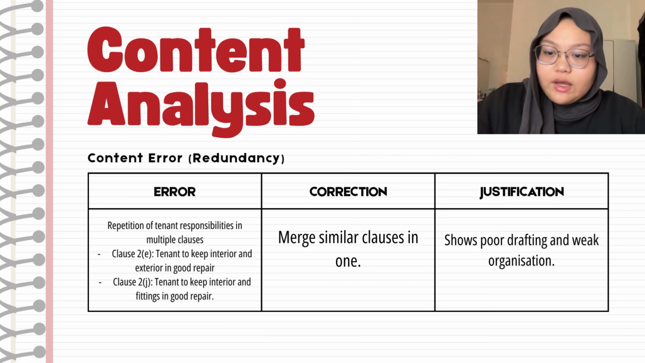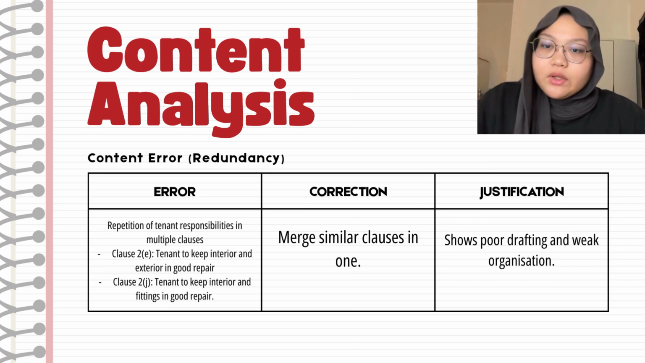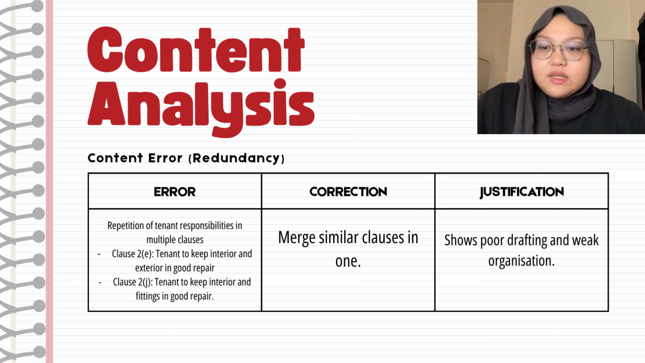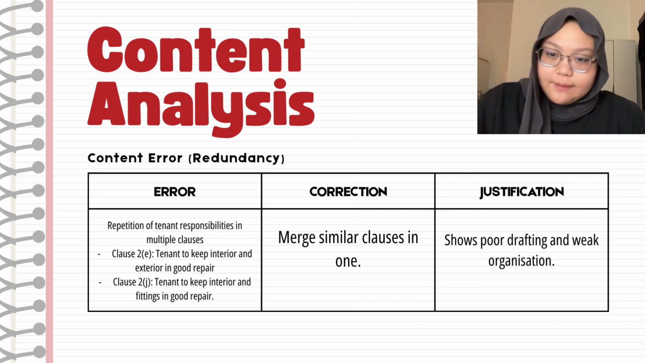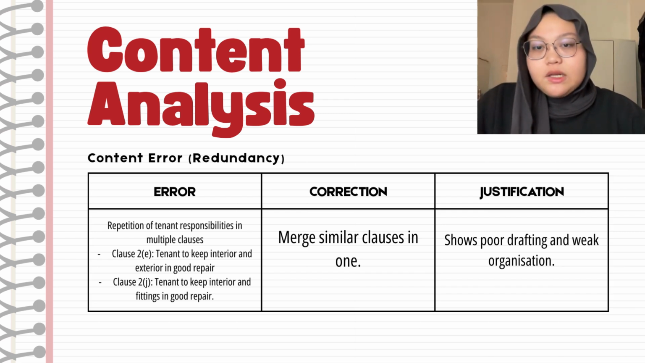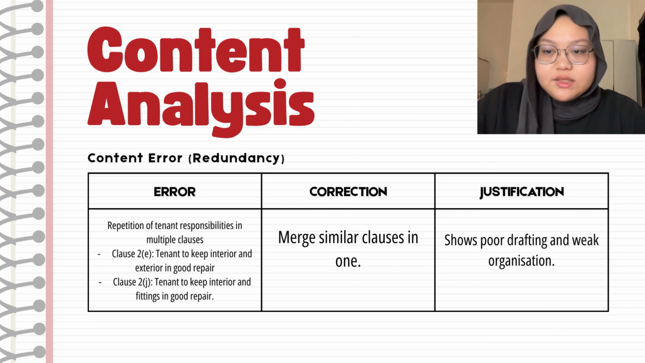The first content issue I identified is redundancy. The agreement contains repeated tenant responsibilities in different clauses. For example, Clause 2E requires the tenant to keep the interior and exterior of the premises in good repair, while Clause 2G repeats a similar responsibility regarding the interior and fittings. To improve the document, these clauses should be merged into one clear clause. The correction helps eliminate unnecessary repetition and improves the organization of the agreement. Repeated information can confuse readers and weaken the overall quality of legal drafting.